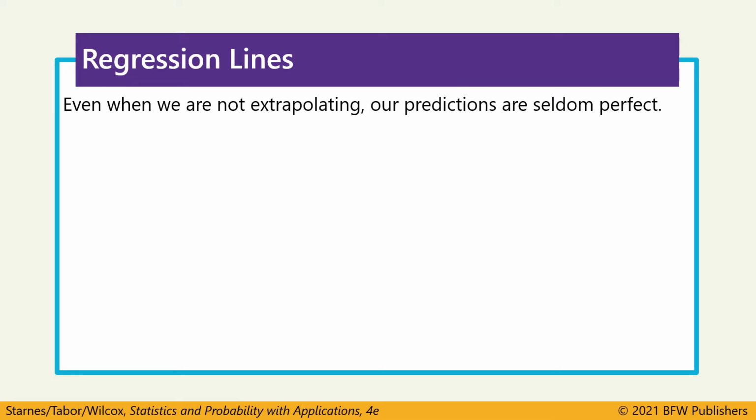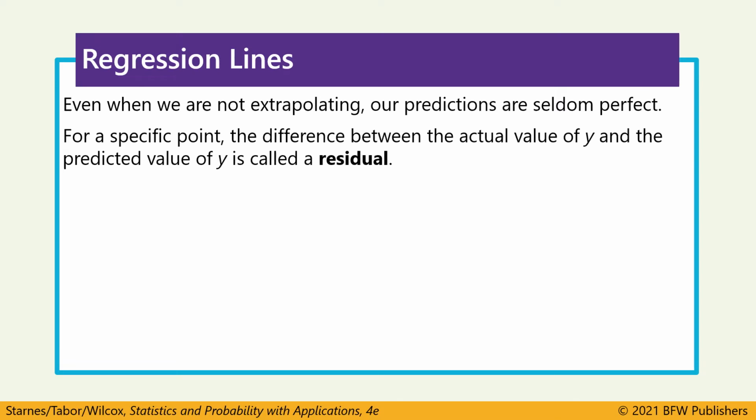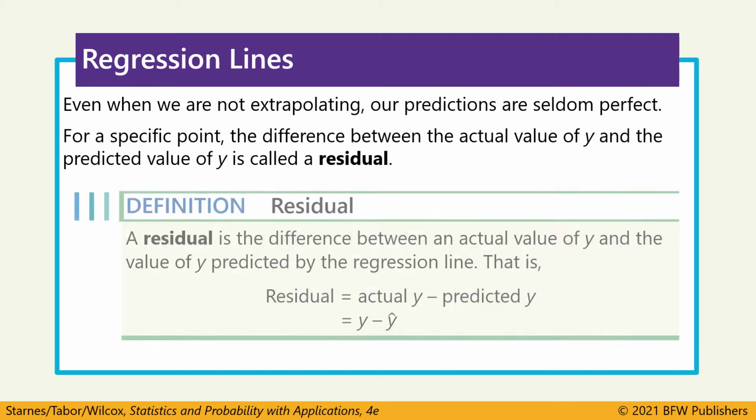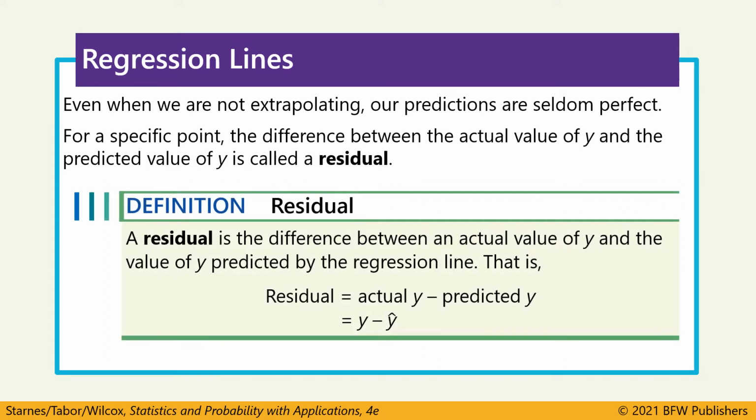Extrapolation is something we definitely need to be wary of, but even if we're not extrapolating, the predictions we get from a line of best fit are unlikely to be perfect. You saw in that scatter plot that pretty much none of the points actually lay on the line of best fit. They were all scattered around it. So every point has something called a residual, which is the difference between the actual value of y and the value of y predicted by the line of best fit. It's given by actual minus predicted, or y minus y hat.